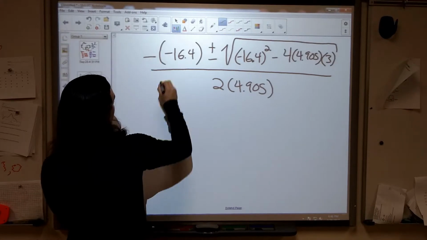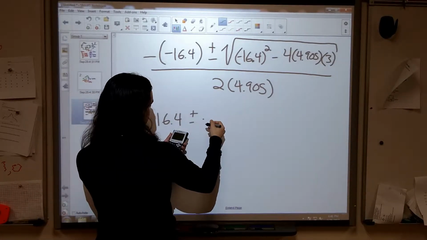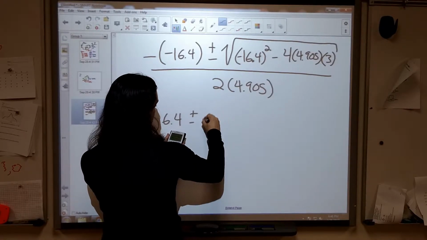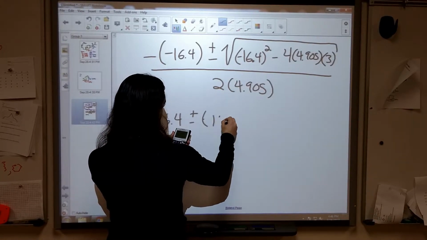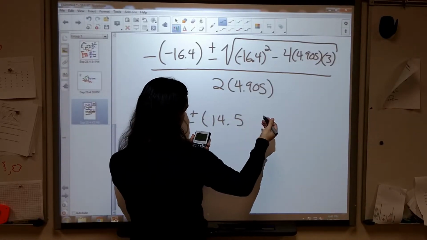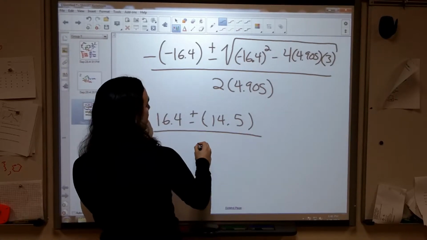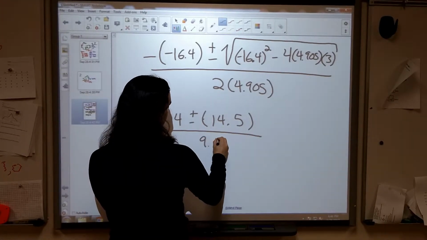I get negative and a negative. This is a positive 16.4 plus or minus the square root of 210.1. So plus or minus 14.5, 14.494, so 14.5, divided by 2 times 4.905, 9.81.